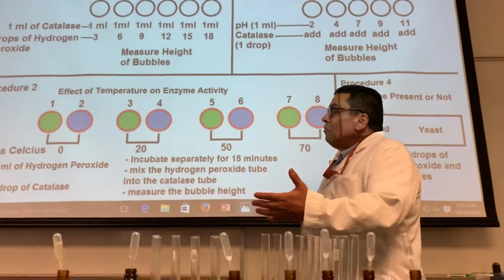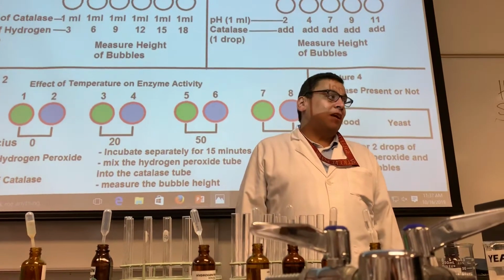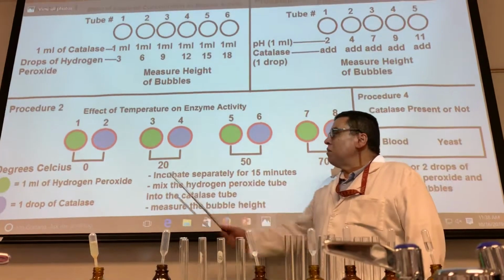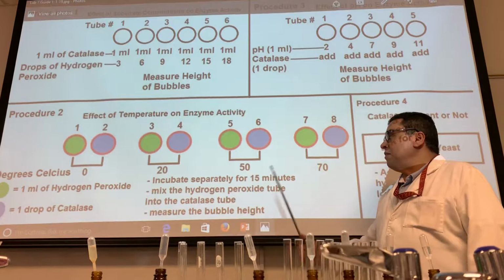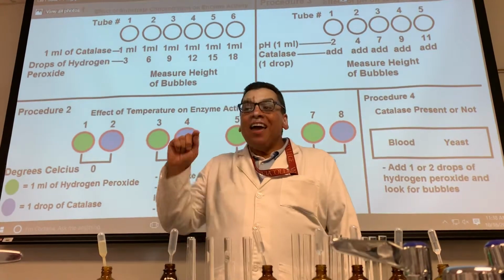Okay, the other thing that we're going to do is see the effect of temperature on enzyme activity. So we're going to have it set at 0 degrees cold, 20 degrees room temperature, 50, 70. So now we're looking at the temperature's effect on enzyme activity.